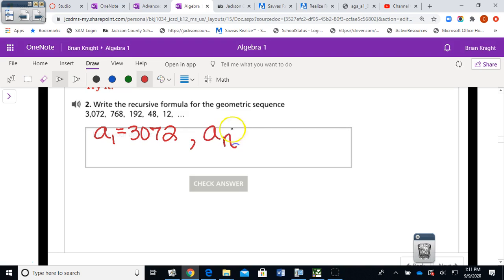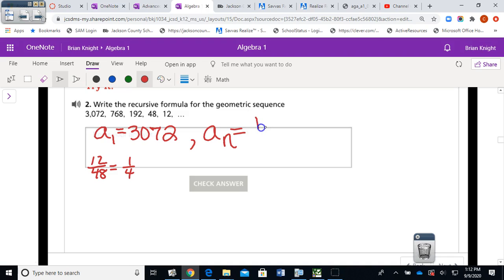So a sub n will equal, what am I doing every time? Not subtracting, multiplying by a fraction. Now, I could divide that by that, or that by that, but which one's the easiest to do? 12 divided by 48. Remember, you always do the one after it divided by the one in front of it. 1/4. That sure is a lot easier. I would have no idea 768 over 3072 reduces to 1/4. Pick the easiest one.